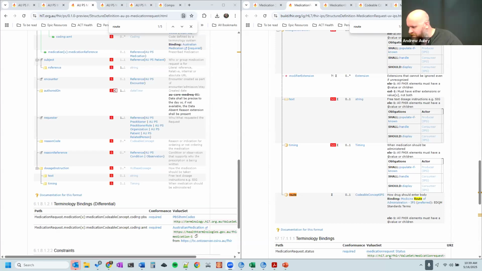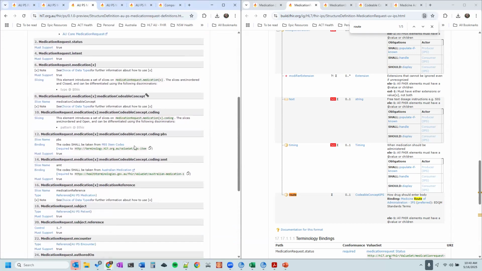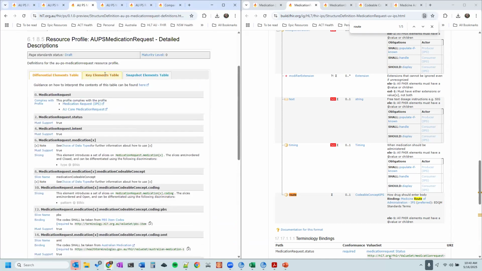Natasha, you had a question of, is timing different than frequency? As a clinician, the frequency is that you need to take it twice a day, and the timing would be at 8 o'clock in the morning and 8 o'clock at night. So have we got that differentiation? It's all handled within the timing. But the problem is that there are so many options, because frequency is just one way that you could articulate timing.